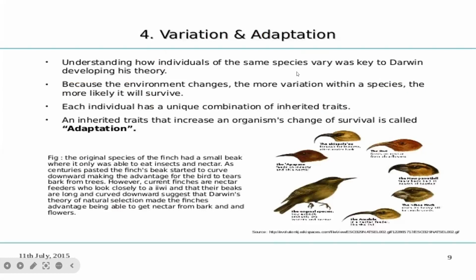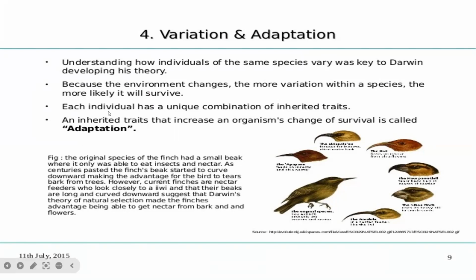Understanding how individuals of the same species vary was key to Darwin developing his theory. He wanted to understand why and how the variation used to occur. Because if the environment changes, there will be more variation. The more variation within the species, the more likely it will survive. If the environment changes, any species which has more variation will survive. So, you have to change as per the environment. If you don't change, then you will not survive.